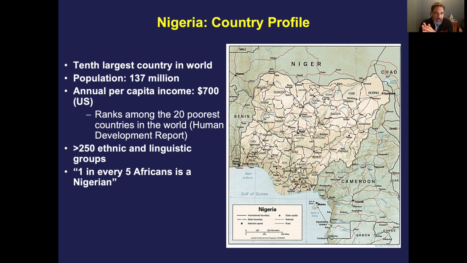So just to set the stage a little bit, Nigeria is a very large country in West Africa, the 10th largest country in the world with a population of more than 137 million. This slide is a little bit out of date. It's actually much more than that. It ranks among the poorest countries in the world, but it's also very diverse in terms of ethnic and linguistic groups. And it's said that 1 out of every 5 Africans is a Nigerian.